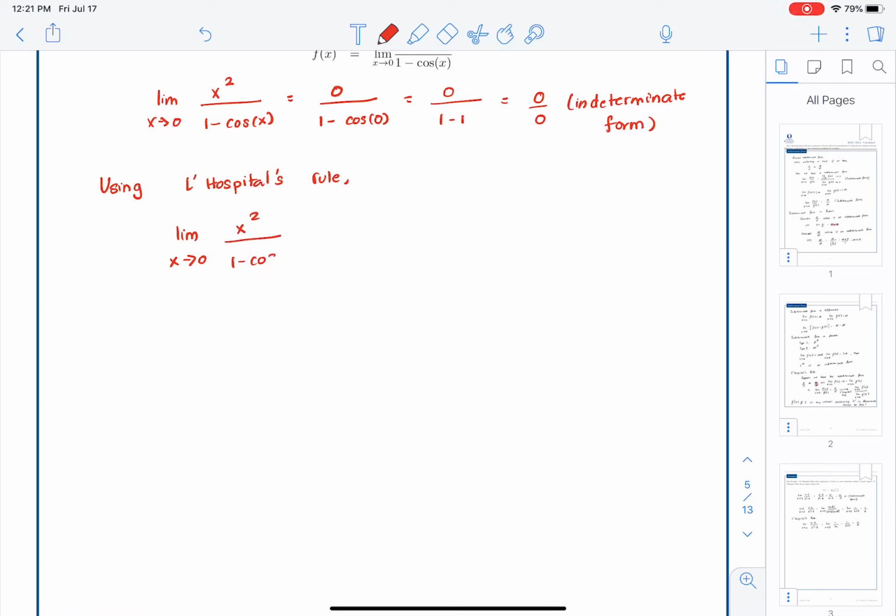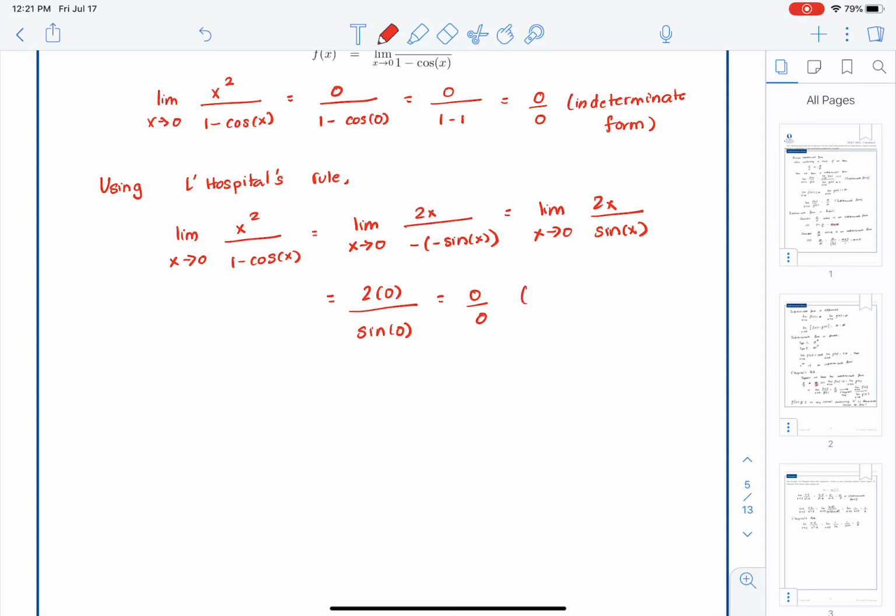We have to take the derivative of the numerator and the derivative of the denominator. Derivative of 1 is 0. Derivative of cosine x is negative sine x. So we have the limit as x approaches 0 of x divided by sine x. Now you look at that and say, let's apply the limit. So 2 times 0 divided by sine 0, which is 0 over 0 again, and that is still an indeterminate form.